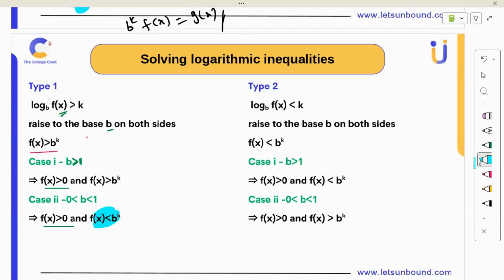Okay. So now other cases, log b f of x less than k, same, raise log b on both sides, and we got this. And this is important. When b is greater than 1, we will get the same inequality. When your b is between 0 and 1, it will be flipped. So whatever your original, it will be just the opposite for this case. Right? And of course, f of x greater than 0 is a mandatory condition. F of x means here the input.